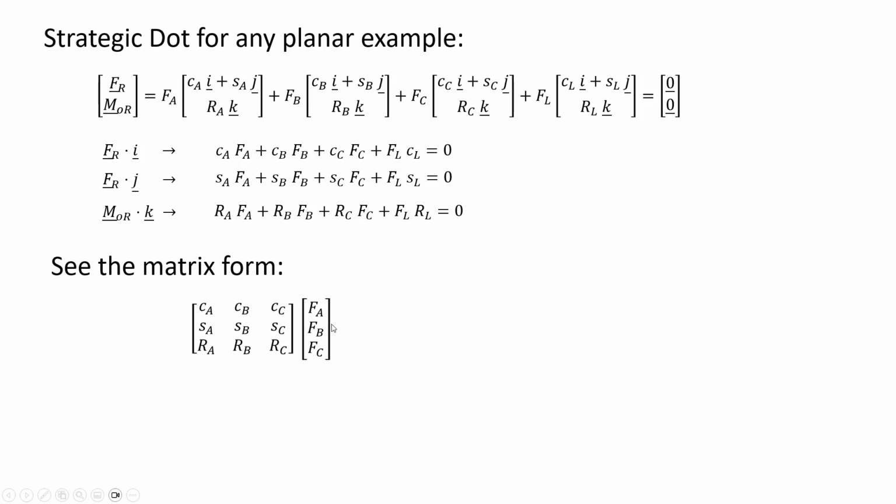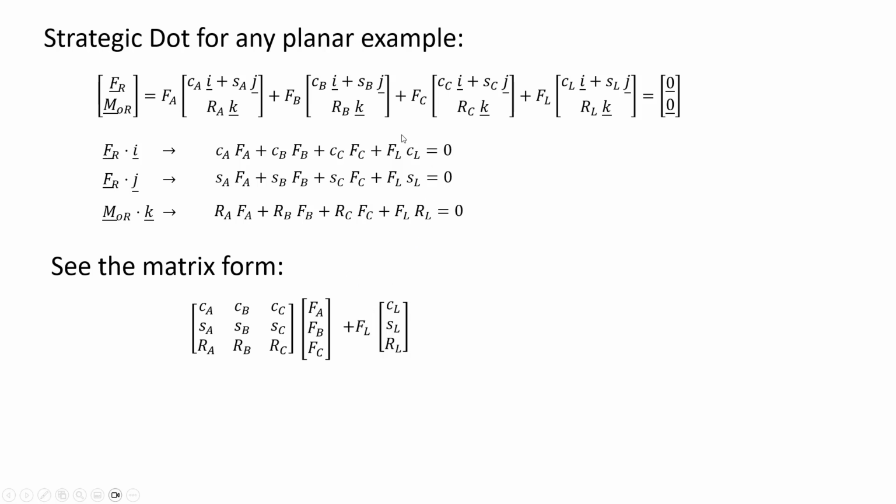And then the second column is going to multiply FB. So I'm going to see FB, FB, FB. It's going to multiply these. So that's why these three numbers form the second column. And then the third column, FC, I look at this, I see FC multiplying that. So these three numbers form the third column. So that's how they form the columns.